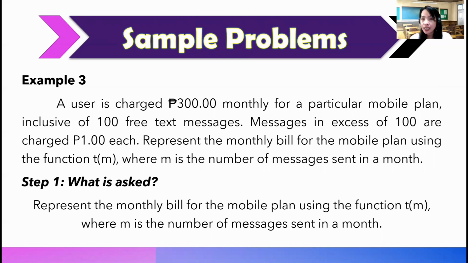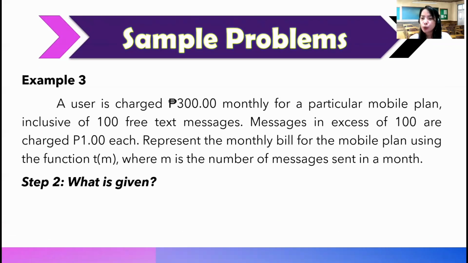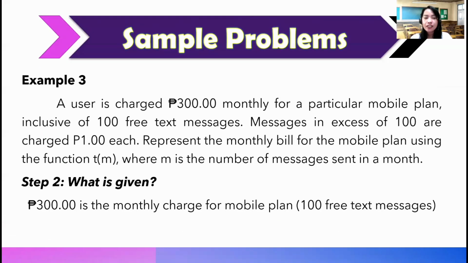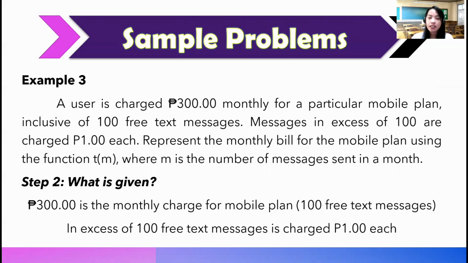So, yan yung hinihingi sa problem. We have to identify a function para sa monthly bill ng mobile plan. Yung gagawin natin na variable is T of M para sa function at M naman para sa number of messages. Step number 2, what is given? 300 pesos is the monthly charge for mobile plan and kasali na diyan yung 100 free text messages. Ang sobra sa 100 free text messages ay babayaran mo na. Kada isang text message ay 1 peso.